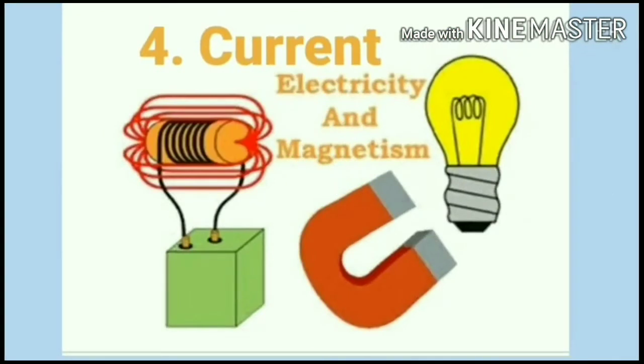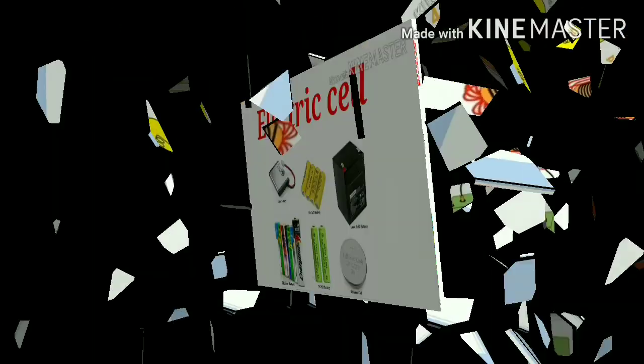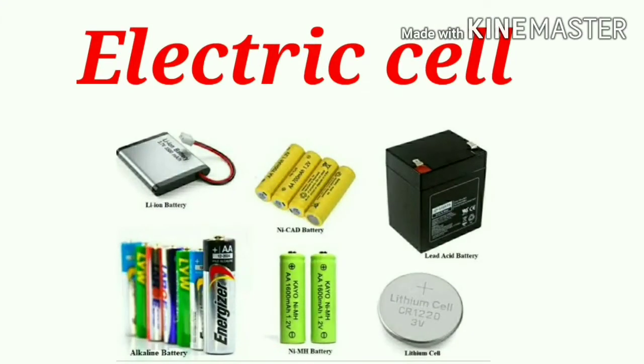Chapter 4, Current Electricity and Magnetism. Next point, electric cell. Let us study about different types of electric cell.